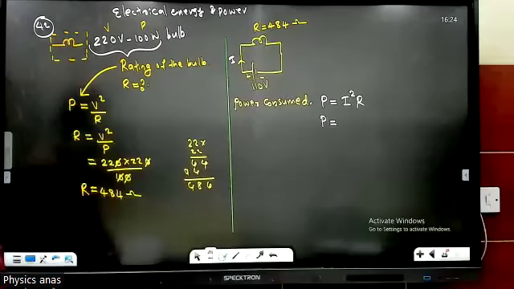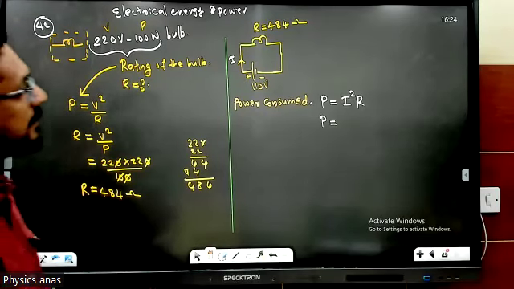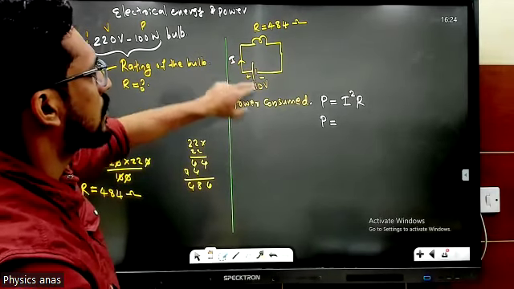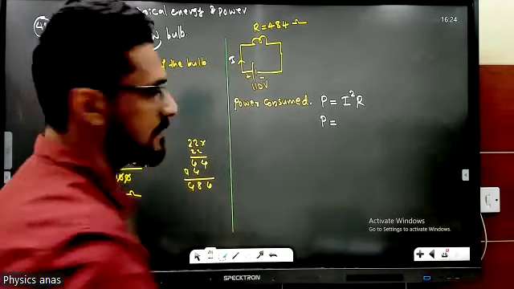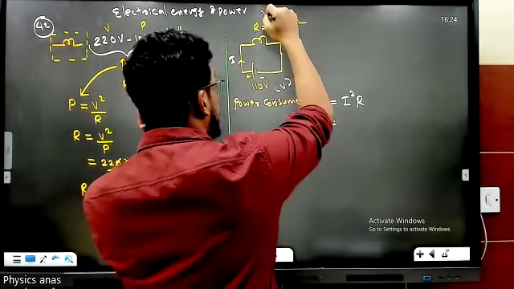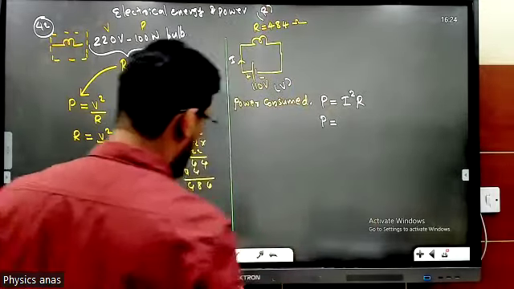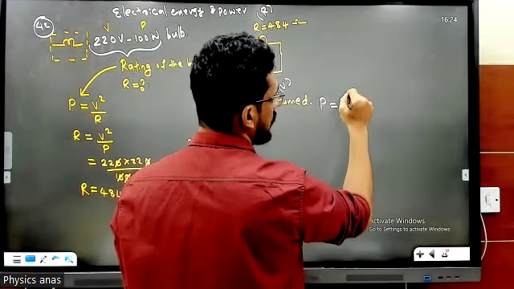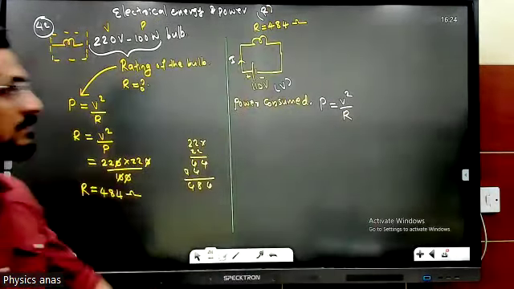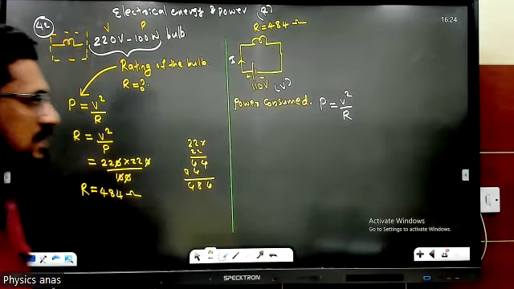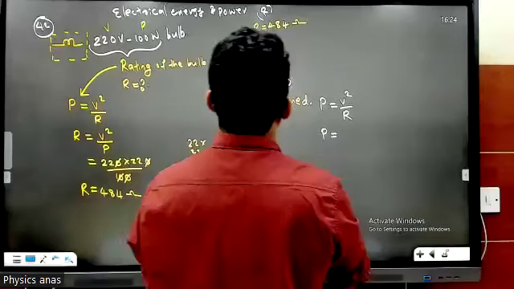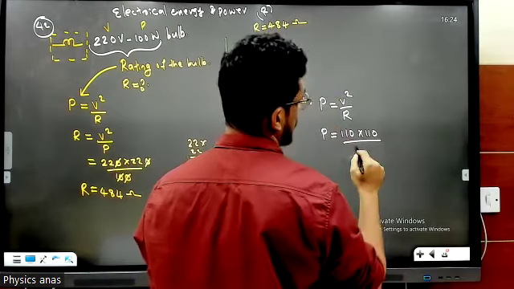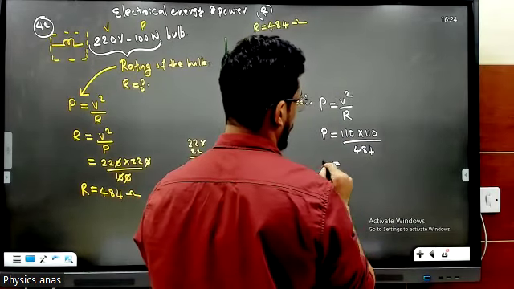How can you find this I squared R? Oh no, you don't have to find I, because there is voltage and resistance there. You can use the same equation here also. Power is equal to what? V squared divided by R. We have V and R. V is equal to 110, so 110 into 110, that's our voltage, divided by resistance, that's 484. That will be our answer.